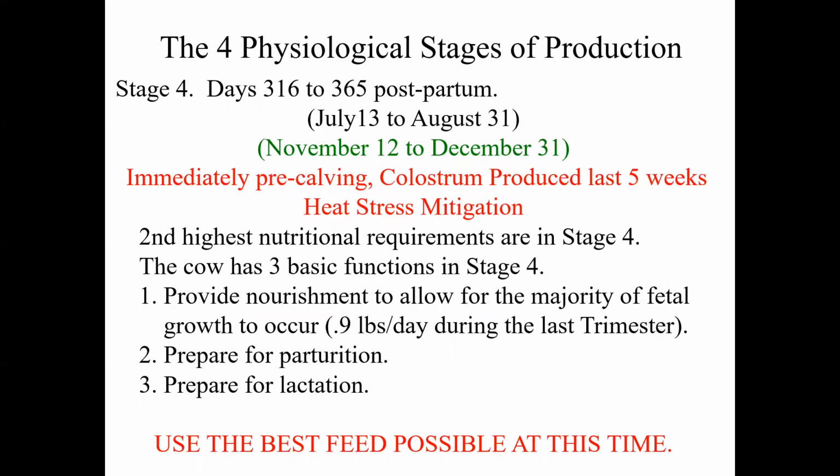Stage 4 is days 316 to 365. For a fall calving animal, that's July 13th to August 31st. And for that animal that's going to calve on January 1, that's November 12th to December 13th. This is the period immediately pre-calving, and we need to understand that colostrum is produced the last 5 weeks. In the summer, what this means is that we have to undergo heat stress mitigation during this period of time for a fall calving cow. This is the second highest nutritional requirement period of the 4 stages.